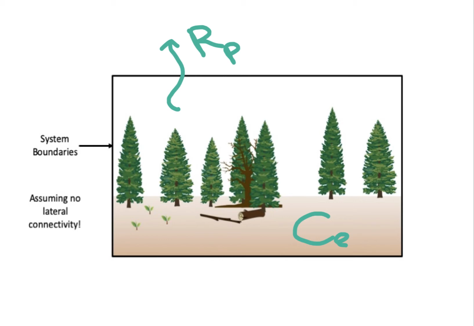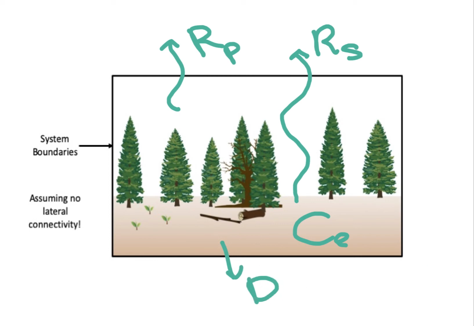And then in addition to that, we will also have a respiration term from the soil, which we will denote R sub S. This is respiration by things like microorganisms in the soil, decomposing detritus on the forest floor. And we will also have a loss of carbon from the system in the form of dissolved carbon, so water that dissolves into soil moisture and ultimately drains out of the bottom of our system. So those are the outfluxes from our system.